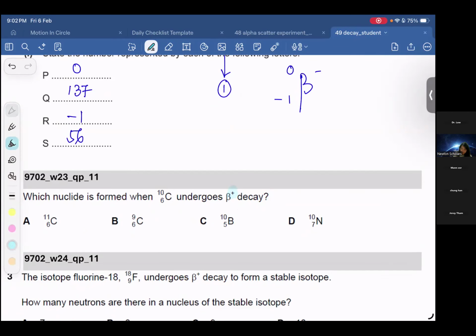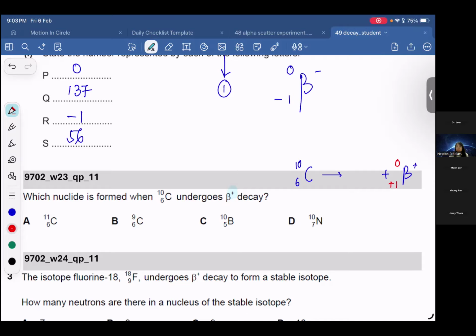Beta plus. Okay, so here, 10, 6, C will decay and get a new product, the daughter. At the same time, it will release beta plus. Beta plus is 0, plus 1, dear. Those who chose D, I think it was a mistake here.